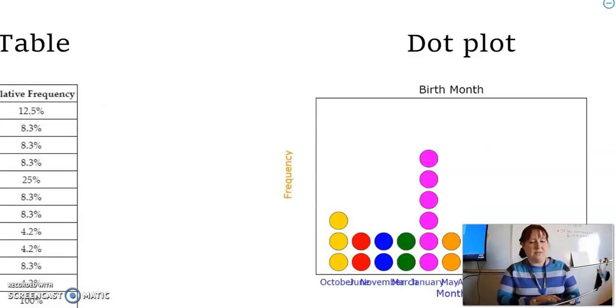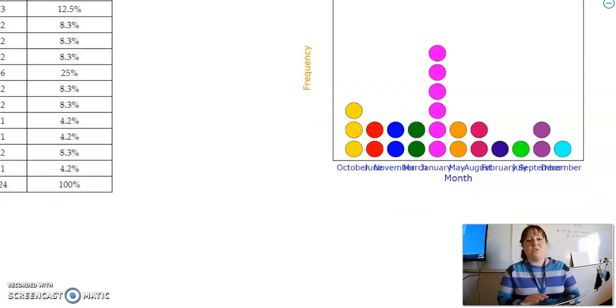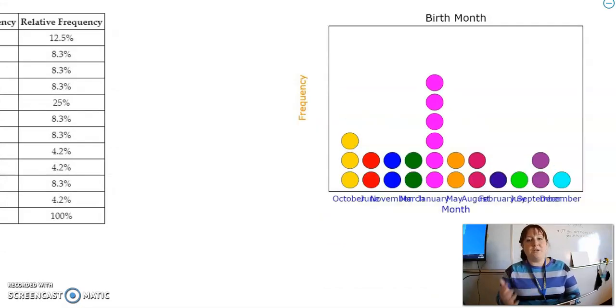Finally, we have a dot plot. Let me see if I can get that so I'm not right in front of it, but I'm not sure if I can. All right, so here's a dot plot. This one is very much like a bar chart, except instead of bars, it just has a dot for each person that counts. So, we have 6 dots in January.